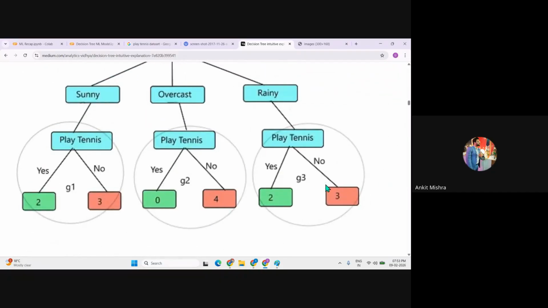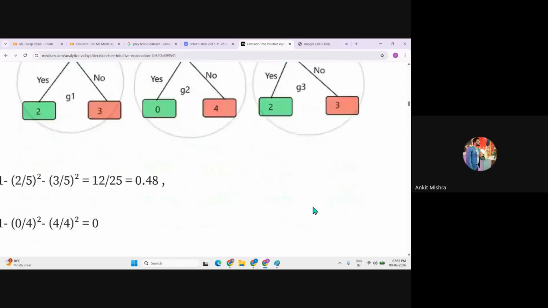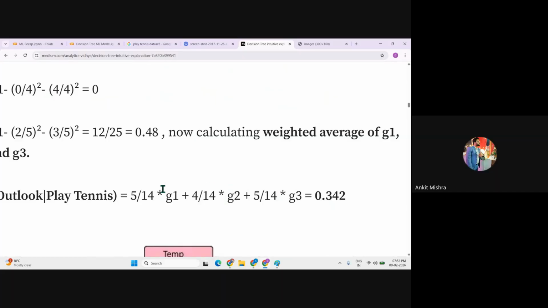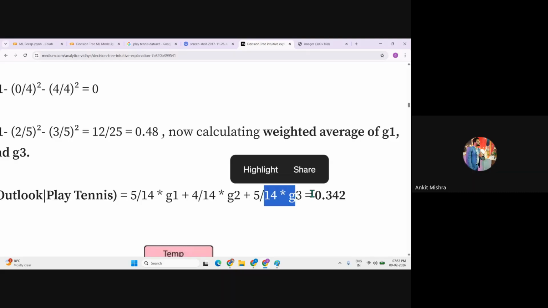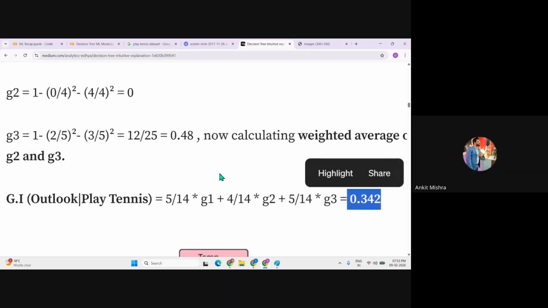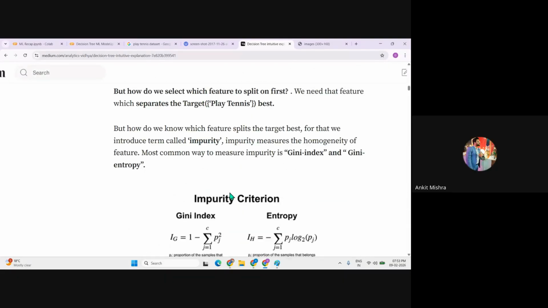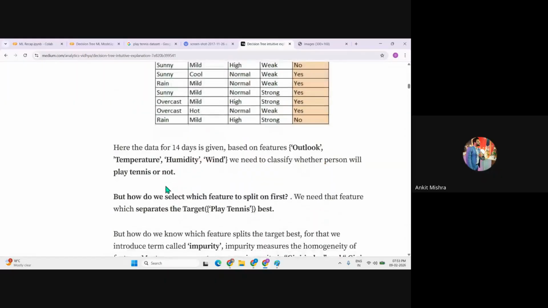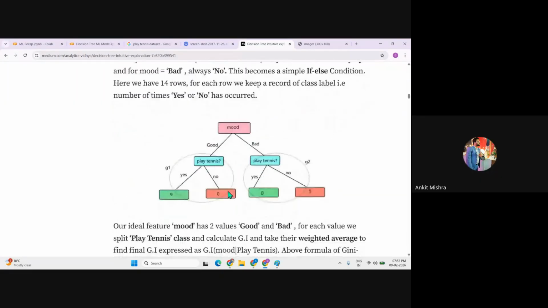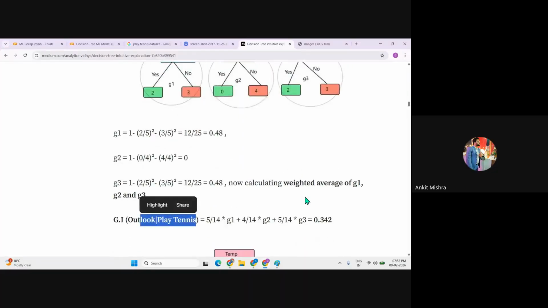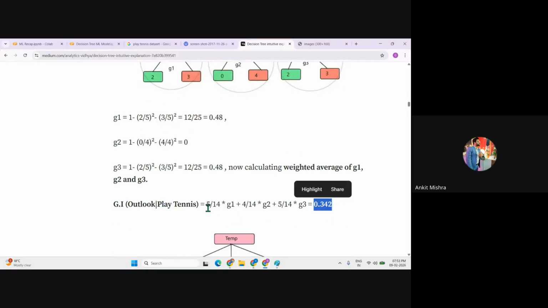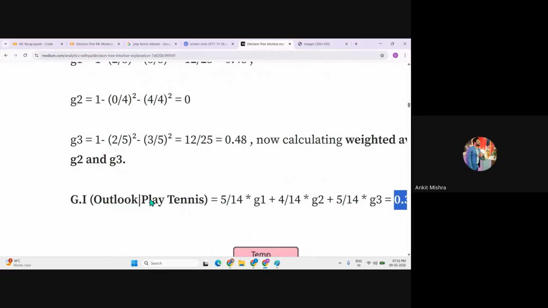Now, what about the last one? Again, we are only classifying 5 data sets out of 14, so it's G3 multiplied by 5 by 14. Once you solve G1 times 5 by 14, G2 times 4 by 14, and G3 times 5 by 14, you will get a value of 0.342. So the Gini index of this outlook to play tennis, if the user picks this feature, is 0.342. This is the Gini impurity, or the Gini index, of this candidate outlook feature.